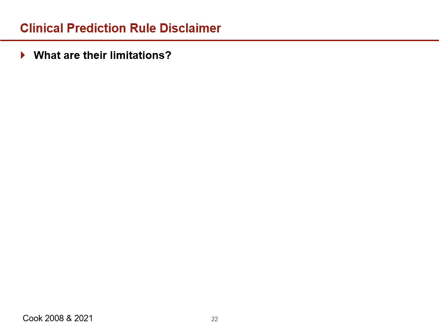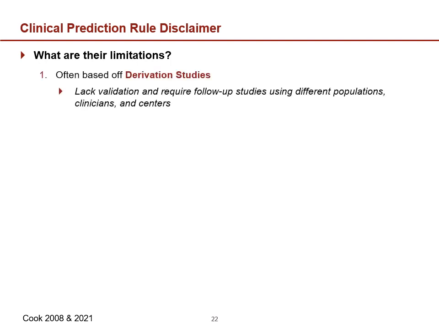So what are the limitations of the clinical prediction rules? They're often based on derivation studies, at least some of them. We can't with confidence, and it's inappropriate to, apply a clinical prediction rule simply based off a derivation study in clinical practice. It requires a follow-up validation study or studies using different populations, different clinicians and different centers in order for that prediction rule to be substantiated and have good external validity beyond just the scope of practice and the specific unique patient population that it was derived from.